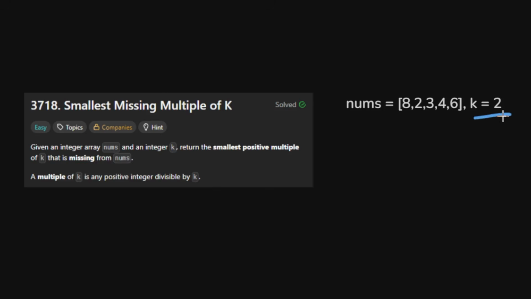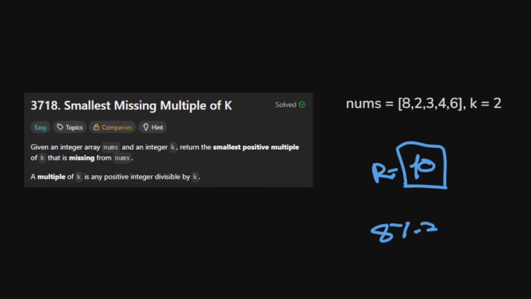In this scenario, k is 2. And the smallest multiple of 2 that we don't have in this array is 10, so the final result is 10. In case you know what the multiple of some number is, it's a positive integer that's divisible by that number. For example, 8 is a multiple of 2, because if we do 8 modulo 2, the result is 0, which means that 8 is divisible by 2. If we take 6, for example, 6 modulo 2 is equal to 0, which means that 6 is divisible by 2. 6 and 8 are examples of multiples of 2.